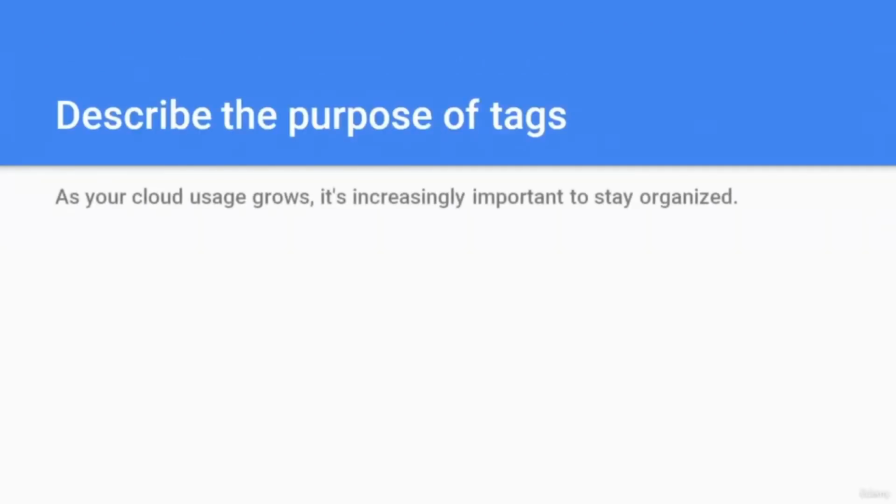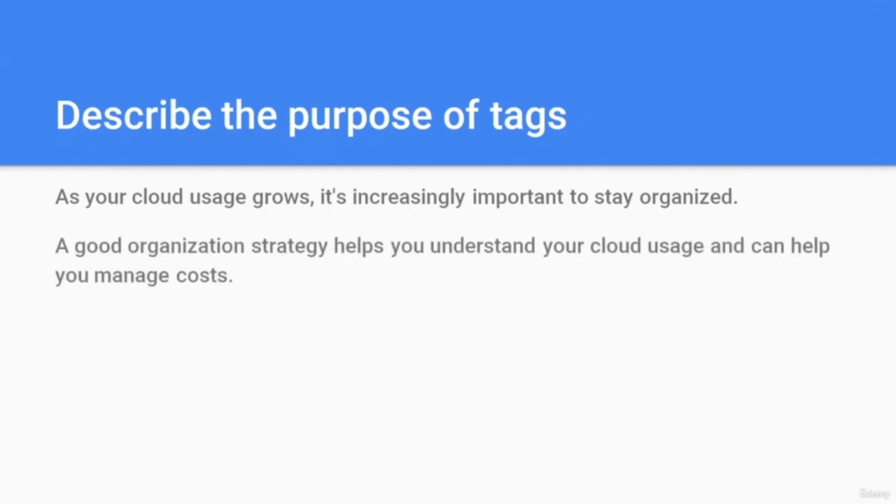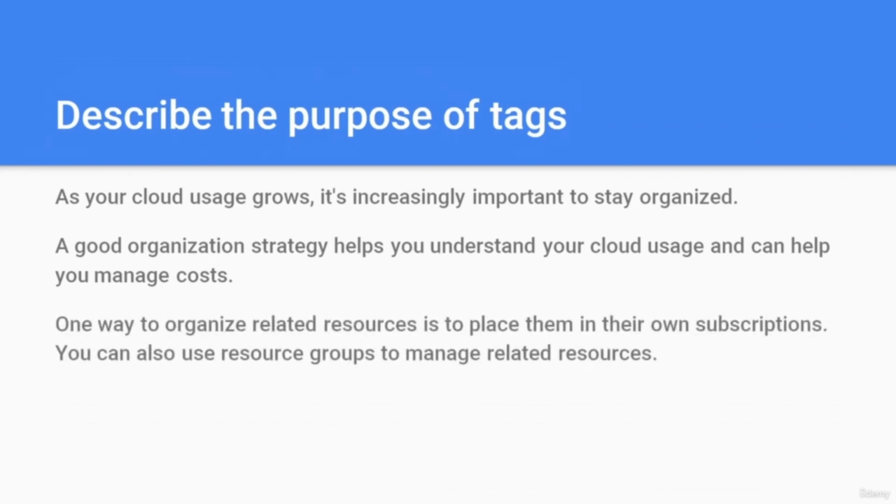Describe the purpose of tags. As your cloud usage grows, it's increasingly important to stay organized. A good organization strategy helps you understand your cloud usage and can help you manage costs. One way to organize related resources is to place them in their own subscriptions. You can also use resource groups to manage related resources. And resource tags are another way to organize resources.